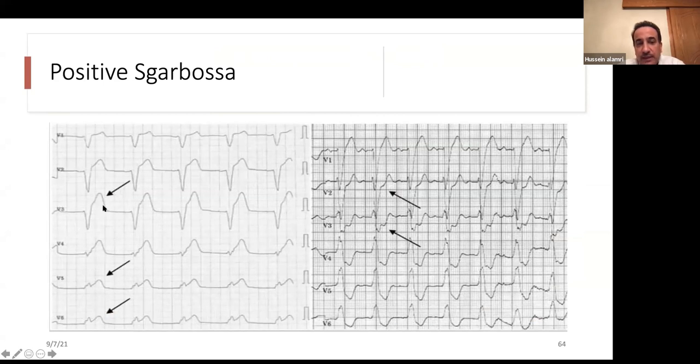You find that there is ST elevation concordant in V5, V6, and there is ST elevation more than 5 millimeters. So here we have 5 and 2, it's 7. Okay, this is another example where you have 3, which is concordant ST depression in V2 and V3, indicating an anterior ST elevation MI.